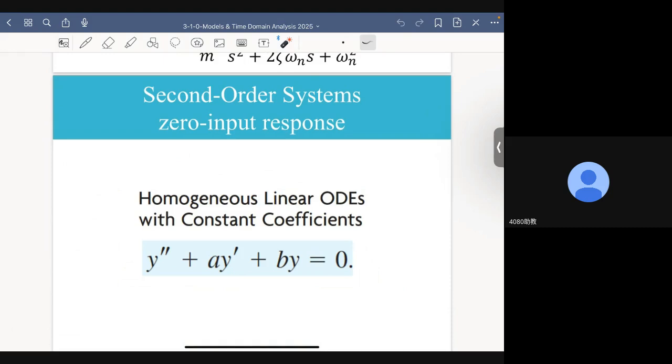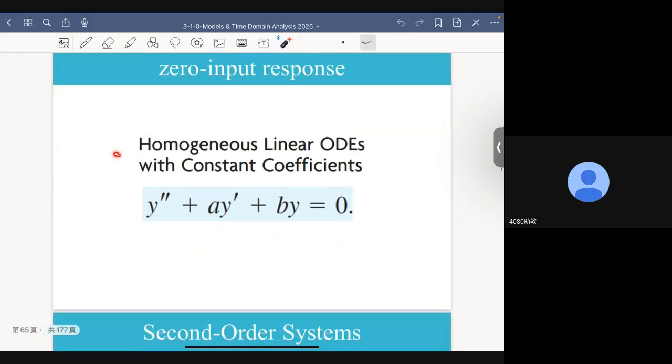Let's first go back to what we have learned in the course of engineering mathematics. In that course, we were taught to deal with such homogeneous linear ordinary differential equations with constant coefficients. Constant coefficients here mean such a dynamic system is time invariant. Homogeneous means we don't have any input, which means what we are going to determine is the zero input response of the system.